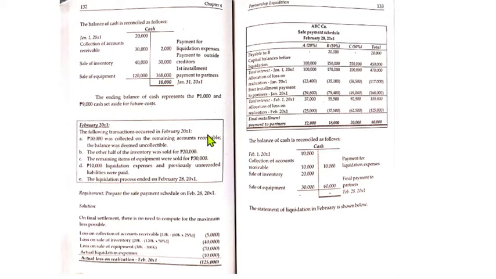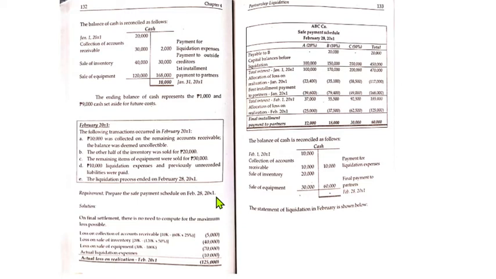Okay, let's proceed with February 1. The following transactions occurred in February 20x1. So 10,000 was collected on the remaining accounts receivable. The balance was deemed uncollectible. The other half of the inventory was sold for 20,000. The remaining items of equipment were sold for 30,000. Liquidation expenses 10,000. The liquidation process ended on February 28, 20x1.